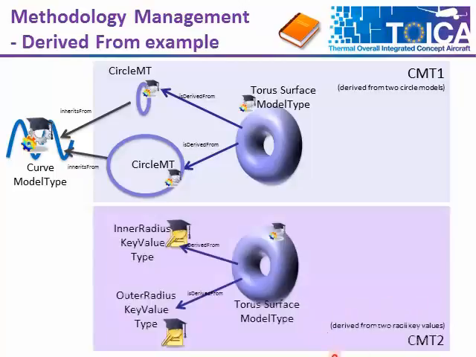In a second template, the same torus surface model type is generated from two key values. One is an inner radius and the other is the outer radius.